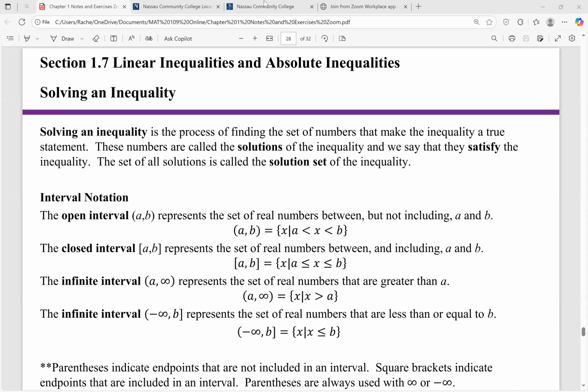So when we solve an inequality, it's the process of finding the set of numbers that make the inequality a true statement. These numbers are called the solutions of the inequality, and we say that they satisfy the inequality. And the set of all solutions is called the solution set. Now, it's impossible to list every single solution that's part of the solution set. So we express our answer in interval notation or in a number line, or we could use set builder notation. So before we actually solve an inequality, let's review interval notation.